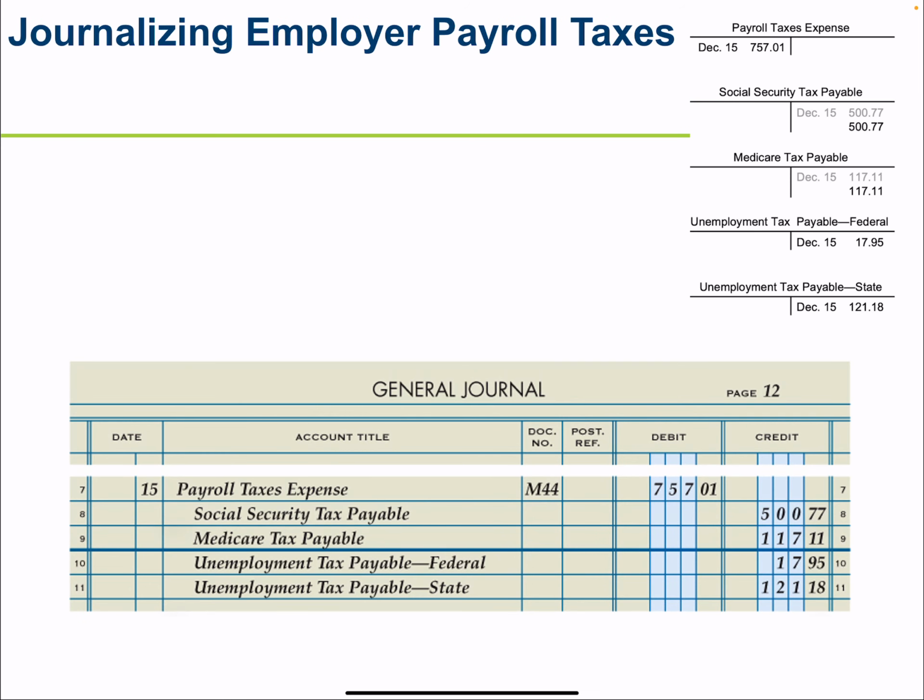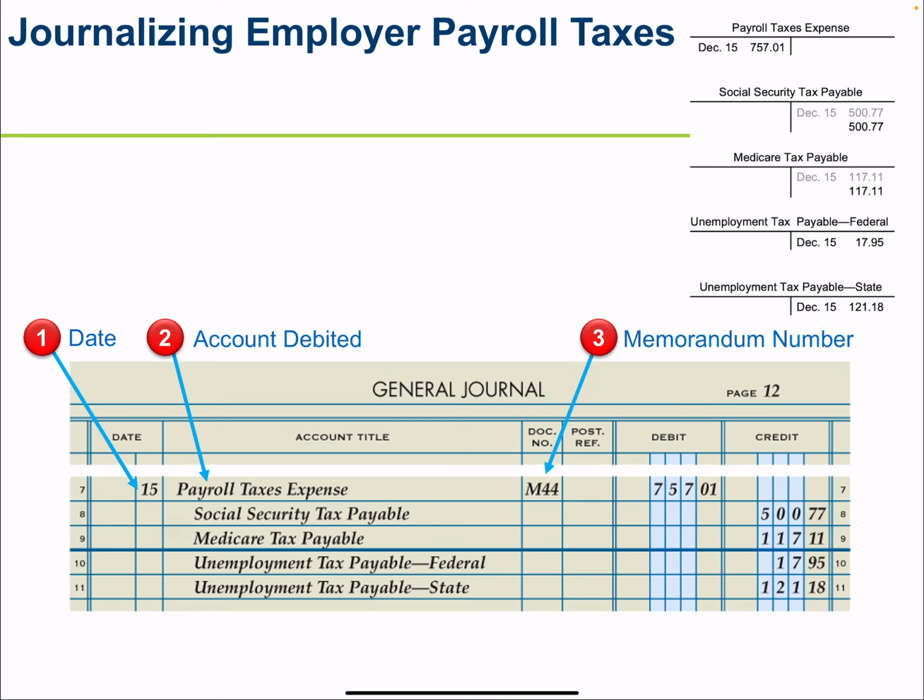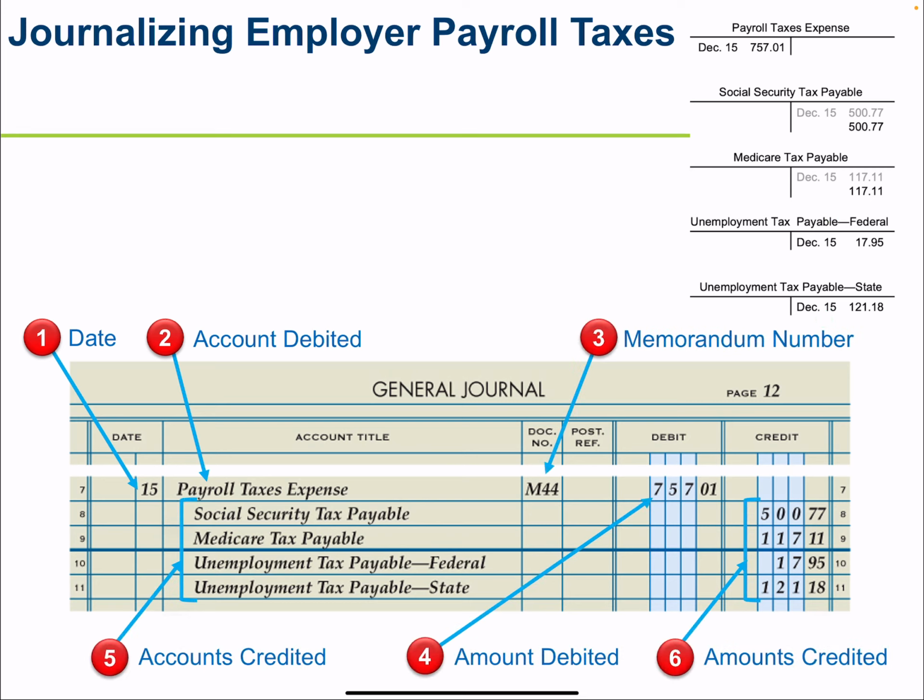Going on to journalize, we have our T accounts up here, and we're going to put the date. Payroll tax expense will be debited. Our 4 taxes will be credited, and the memorandum 44. So again, we are looking at employers' payroll taxes, which are those 4.